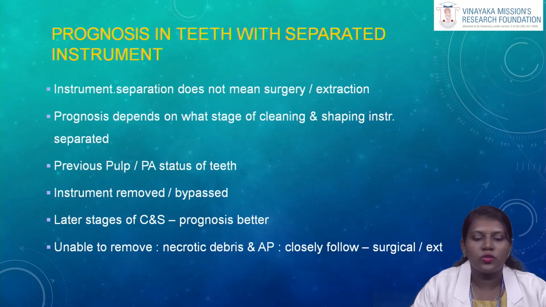So next, what will be the prognosis of the teeth with separated instrument? Instrument separation does not mean surgery or extraction. The prognosis depends on what stage of cleaning and shaping the instrument is separated. Previous pulp and periapical status of the tooth is to be noted. The instrument can be removed or bypassed. At later stages of cleaning and shaping, the prognosis will be better. If it is unable to be removed, the necrotic debris and apical periodontitis will be closely monitored. Then we can go for options of extraction or any other surgical management.